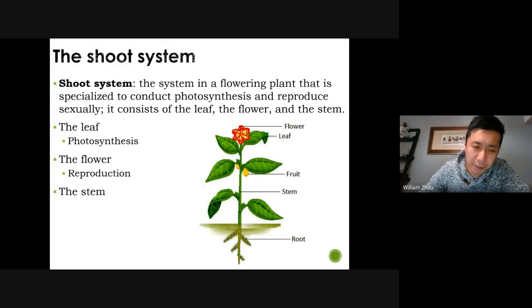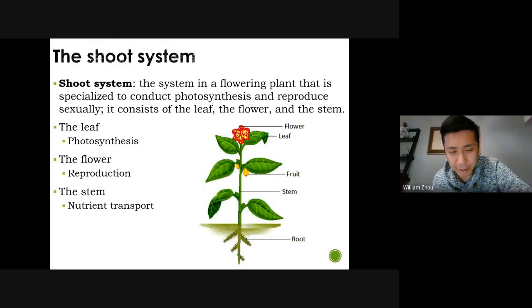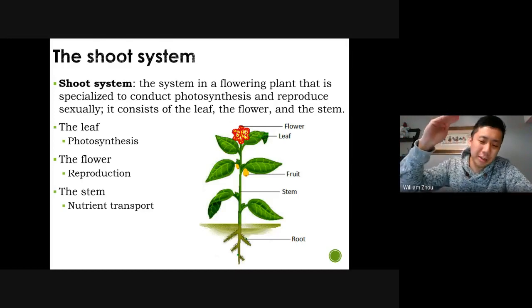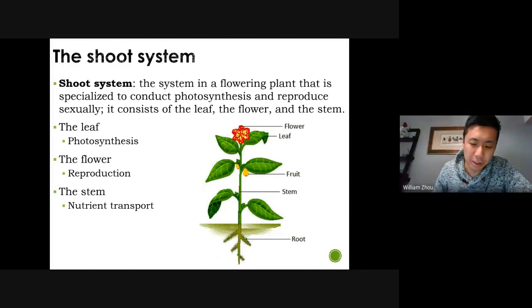And the stem, that stick in the middle that makes the plant stand up, that is basically its nutrient transport. You need to get nutrients from the roots where it is sucked up all the way to the top of the plant, and it has to go through the stem, and of course the stem will hold and support the plant. Okay, does that make sense? So these are the primary functions of these components: the leaf, the flower, and the stem. Okay, we're not going to talk about the fruit in this class. In the next class, we'll talk about fruits.